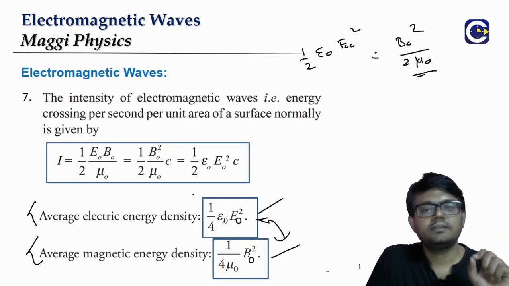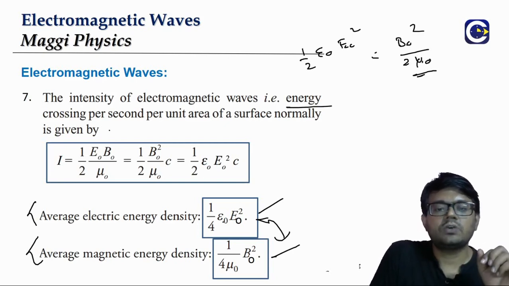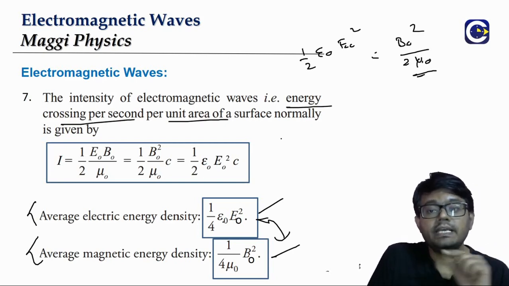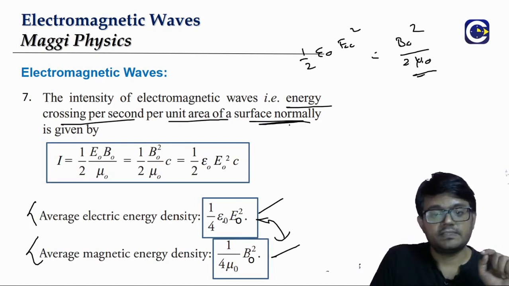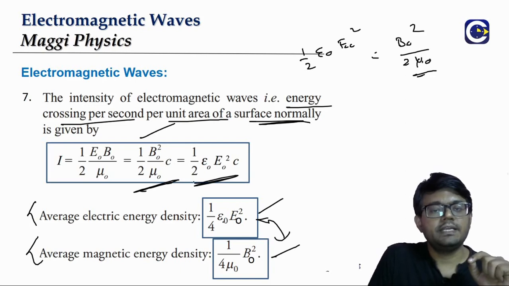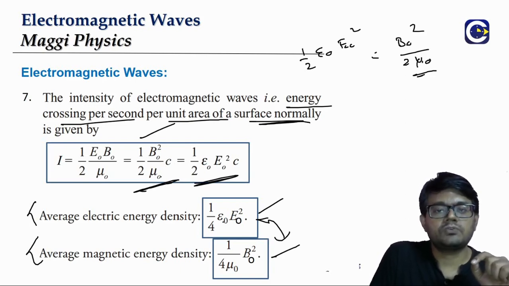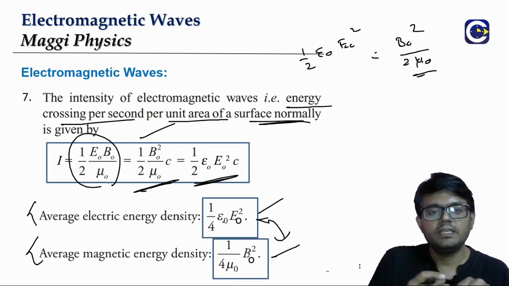Both are the same value. The intensity of the electromagnetic wave, that is the energy crossing per second per unit area, where the waves are propagating normal to that surface, is given by the energy density multiplied by the speed of light. So it is either B0 square by 2 mu naught into C, or half epsilon naught into E0 square into C. Another way we can express it is E0 into B0 by 2 mu naught. This is the intensity.